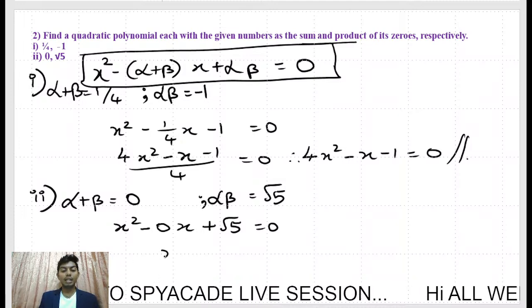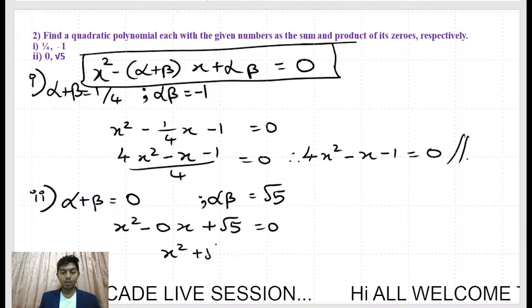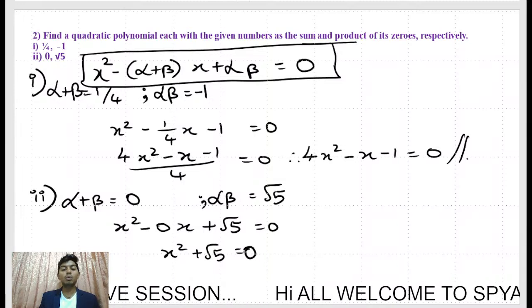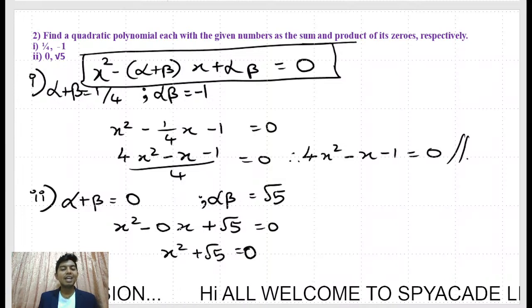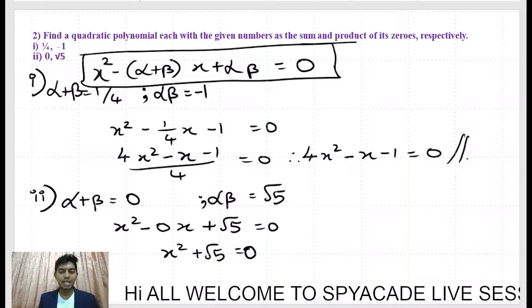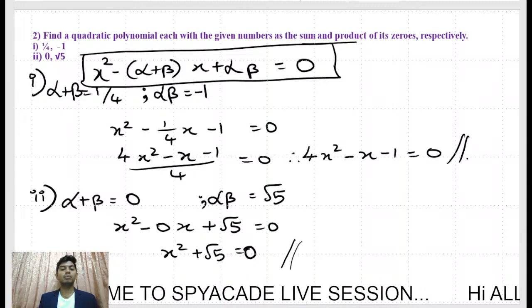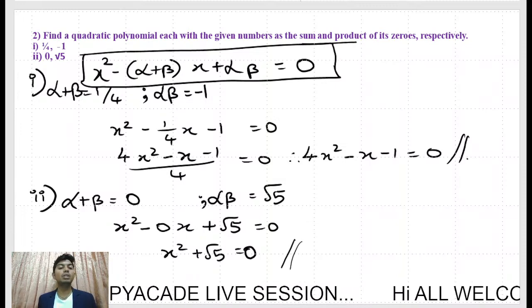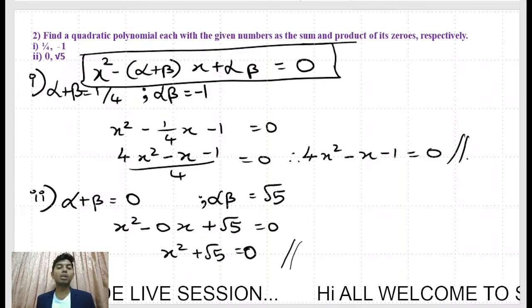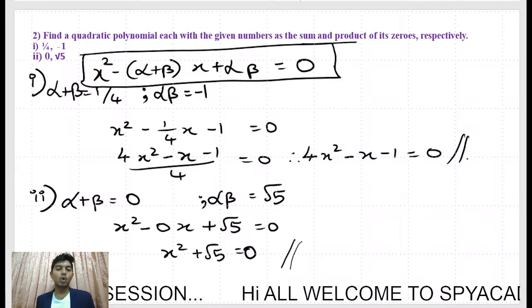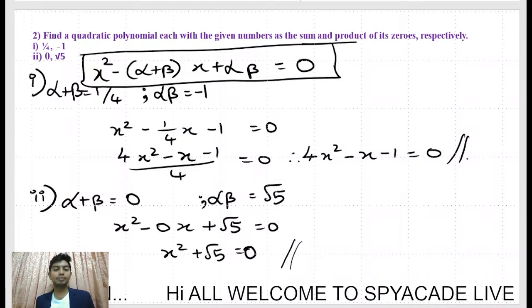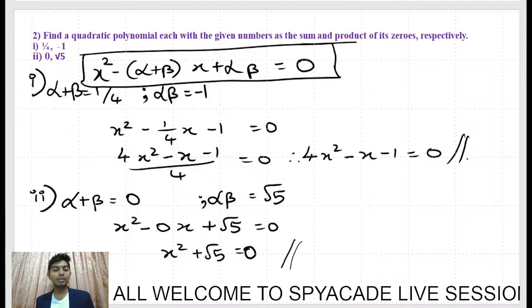So what will you get? x square plus root 5 is equal to 0. Why, sir? Because 0 into x, the complete term will become 0. So x square plus root 5 is equal to 0. That's it. So now we found the quadratic polynomial for these two subdivisions. Hope it is clear for everyone, right? This is question number 3.